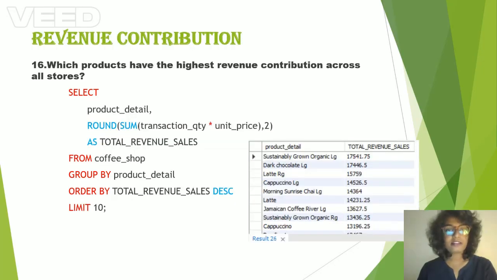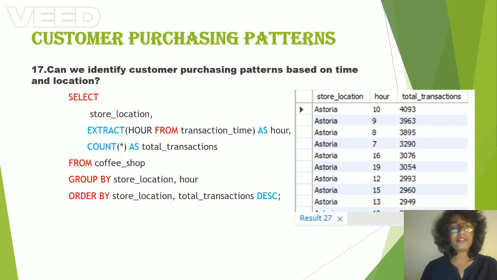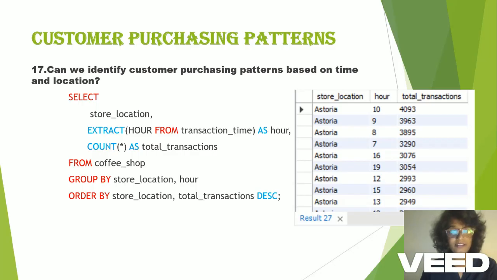Question number 16. Which products have the highest revenue contribution across all stores? By calculating revenue contribution across all stores, we got Sustainably Grown Organic LG contributing the highest revenue of 17,541.75. Question number 17. Can we identify customer purchasing patterns based on time and location? Yes. By extracting the hour from transaction time and counting all the transactions of each store location, I got 10 a.m. has the highest transactions, 4,093 in Astoria, followed by 9 a.m., 8 a.m., 7 a.m., and so on.